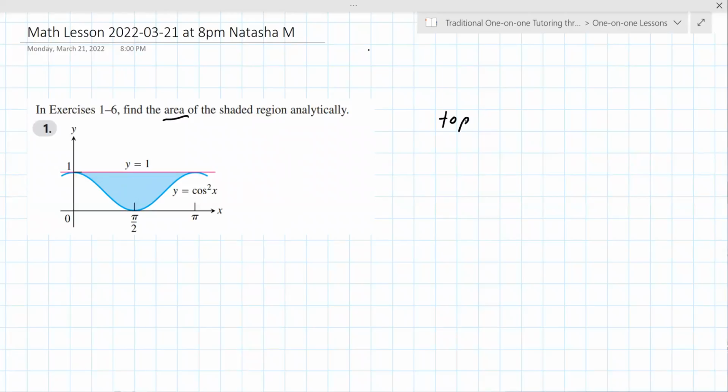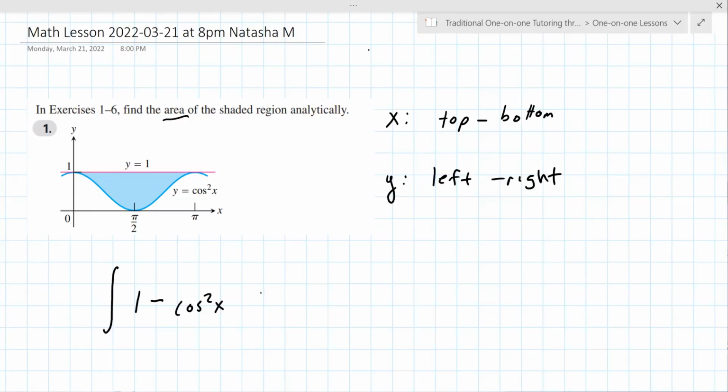When you're doing top minus bottom with an integral with respect to x, it looked like there might be some y integrals, so that's left minus right. Okay, so the integral is 1 minus, because this is your top function. Maybe you're using f and g in class, but I like the words better. I think they mean more. And then your bottom function is cosine squared x dx.